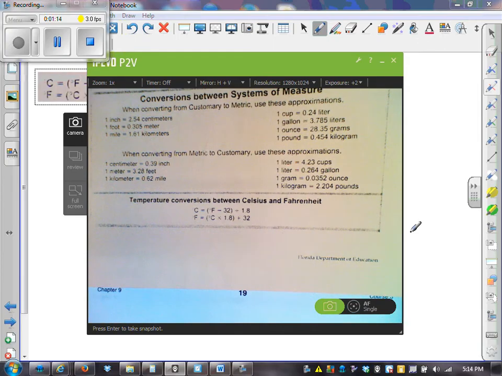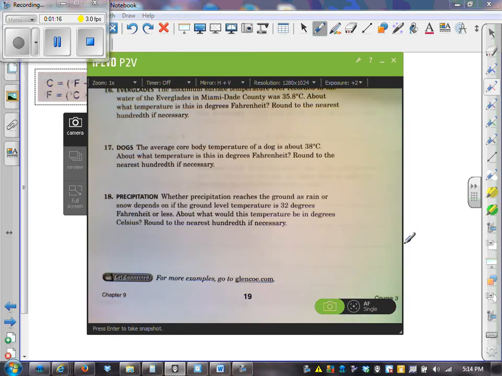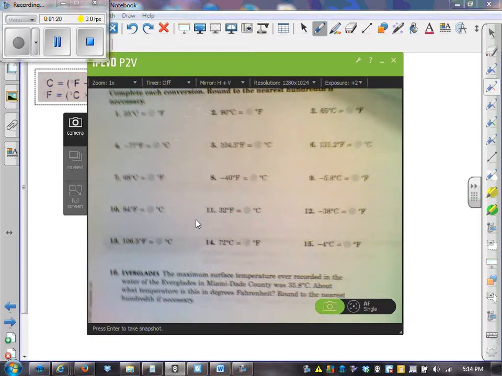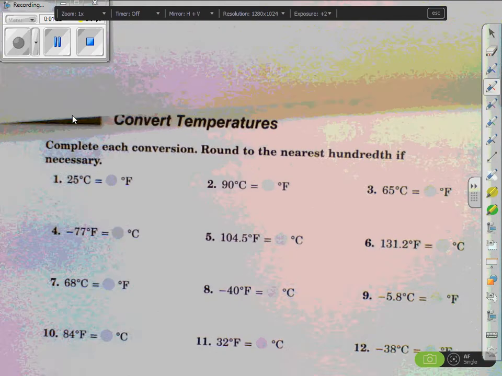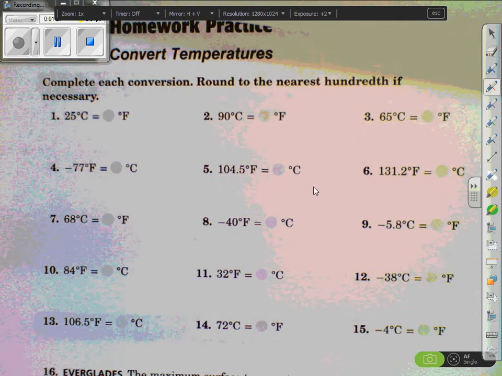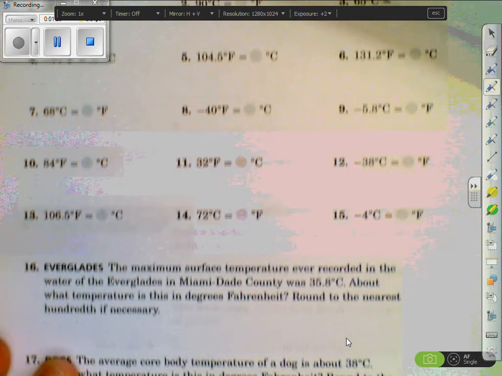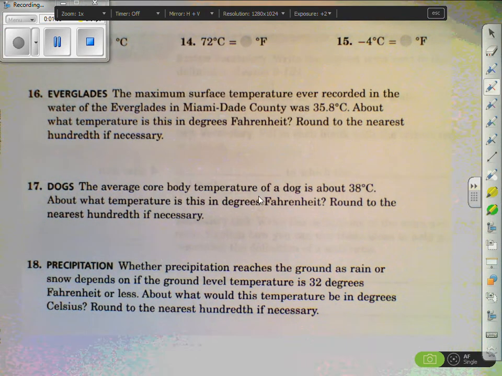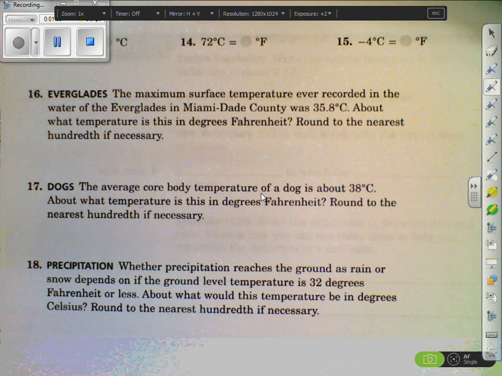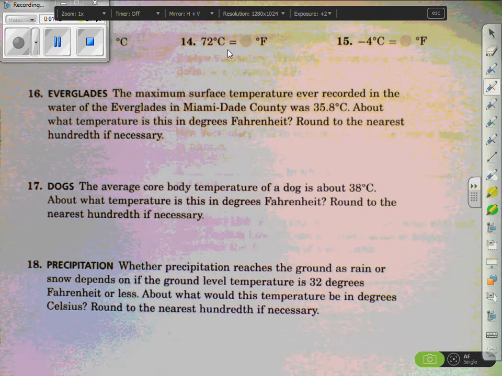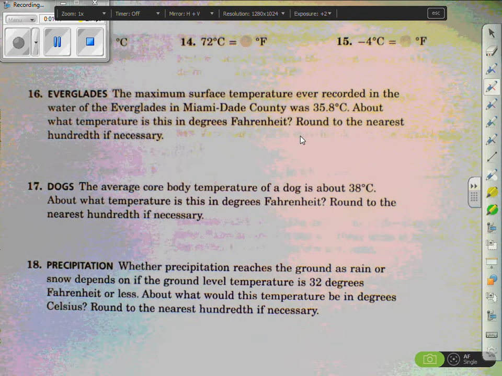So for your homework, it was a pretty straightforward worksheet. See here, it's 9.1b, converting temperatures, and it's just the same thing over and over. Then down here there are a couple of word problems, but when you look at them, you don't see how easy it is, right? It's just like the ones up here, just in words.